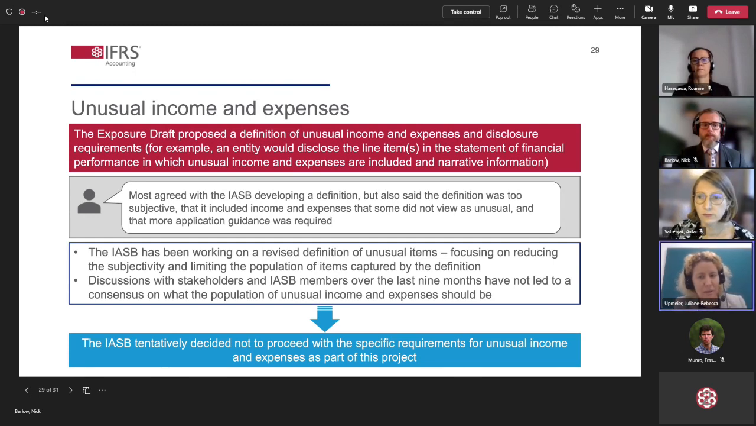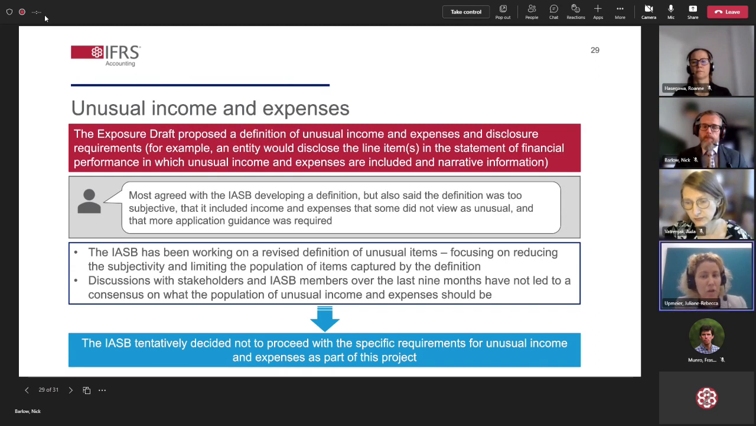It is, however, important to put this decision in context. The proposals in the exposure draft on unusual income and expenses relate to disclosure only. They do not affect the classification of income and expenses in the categories of operating, investing, and financing. And in particular, unusual income or expenses cannot be presented as a separate category in the statement of profit or loss.